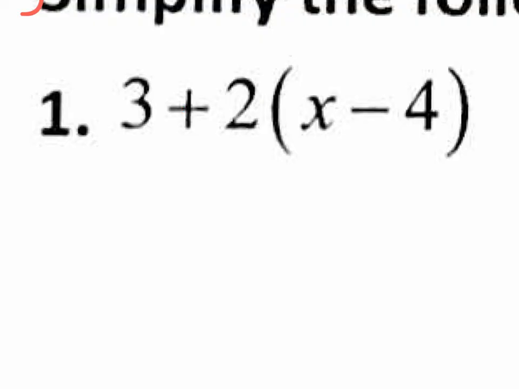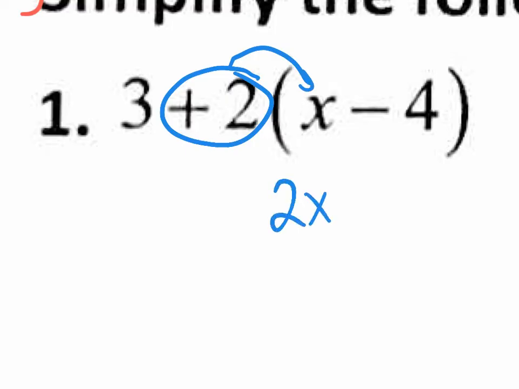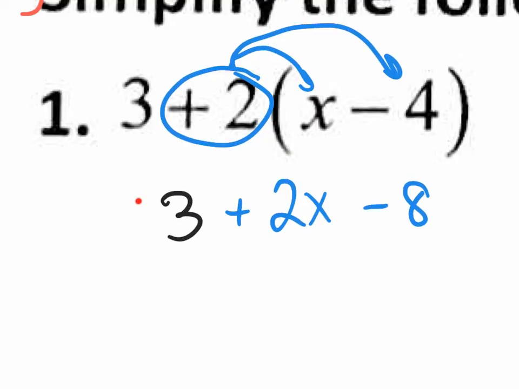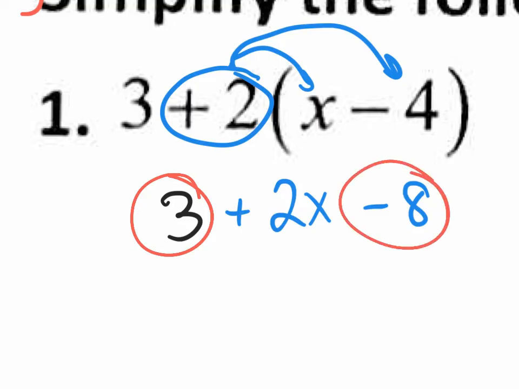So whenever you distribute, and that's what you're going to be doing first, distributive property, circle the sign of the term that you're distributing. Positive 2 times x is a positive 2x. And I'm going to put a plus sign in front. And then positive 2 times negative 4, what do I get? Negative 8. And then I bring down the 3 that's in front, and now I have 3 terms. And out of those 3 terms, which ones could I combine? The 3 and the minus 8. The number with the number. Okay, so what is 3 with the negative 8 combined?